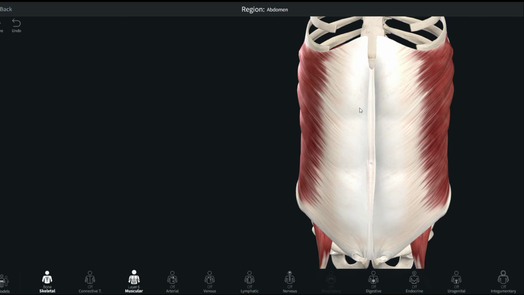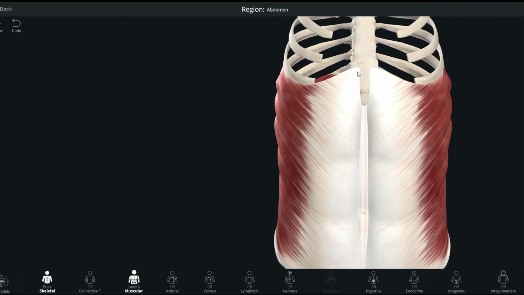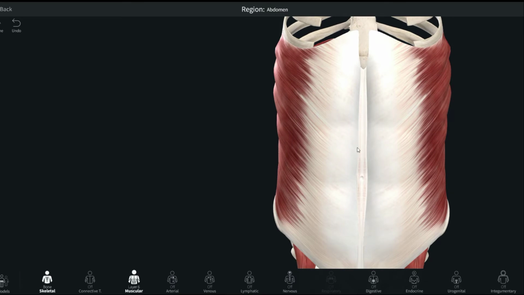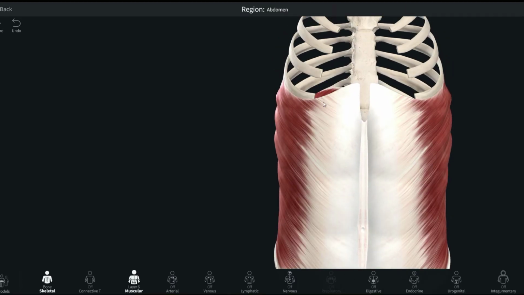So where exactly does it insert? Let's start from the superior aspects, then we will descend downwards. First of all, the external oblique inserts along the xiphoid process. If you don't know what a xiphoid process is, chances are you know it. Xiphoid process is this sharp process at the inferior most point of the sternum or manubrium sterni. It's a process extending from the manubrium sterni, and it serves as the point of insertion of all these anterolateral abdominal wall muscles. So the first thing is it gets inserted along the xiphoid process.